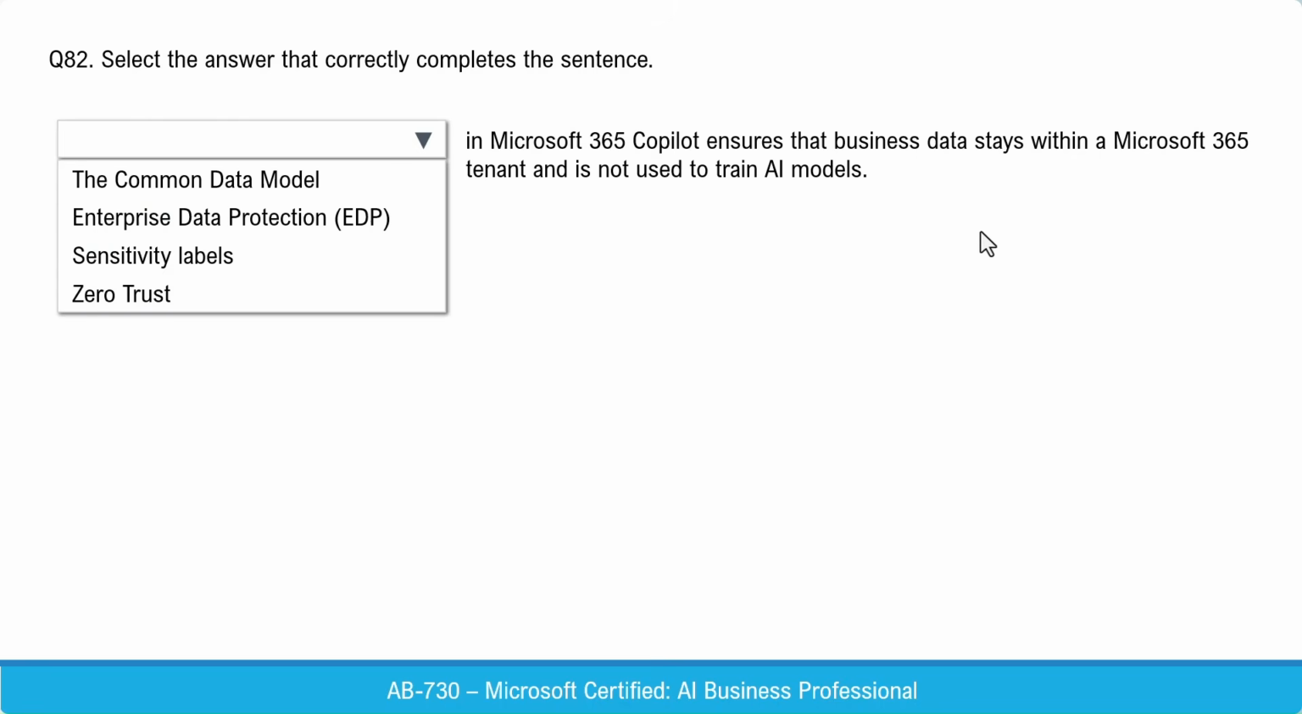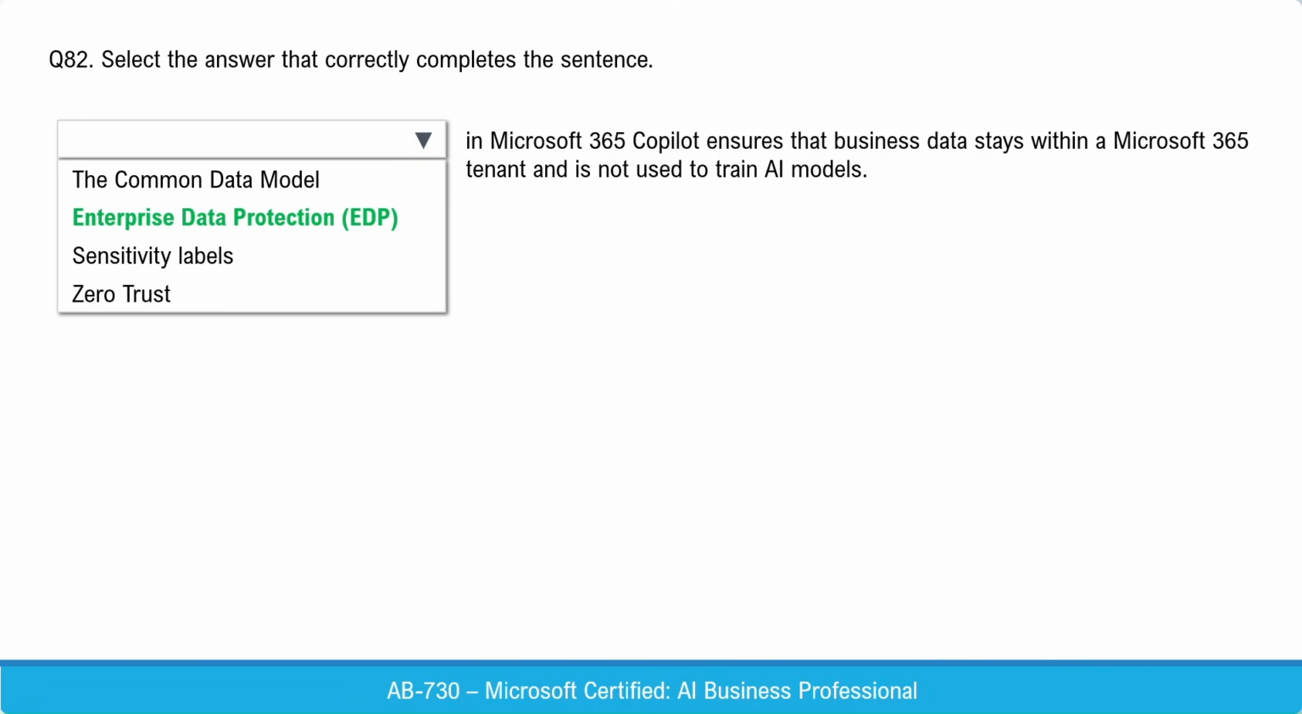Next question. Select the answer that correctly completes the sentence. Dash in Copilot ensures that business data stays within a Microsoft 365 tenant and is not used to train AI models. And your options are the common data model, EDP, enterprise data protection, sensitivity labels, and zero trust. And the correct answer is enterprise data protection, EDP. Let's understand why.